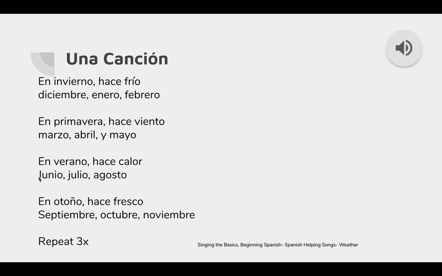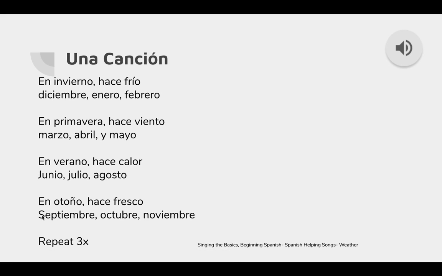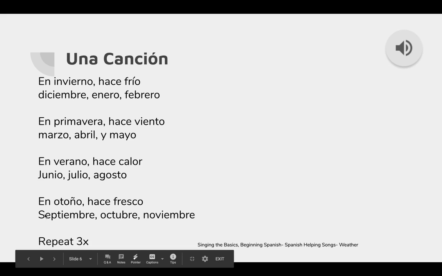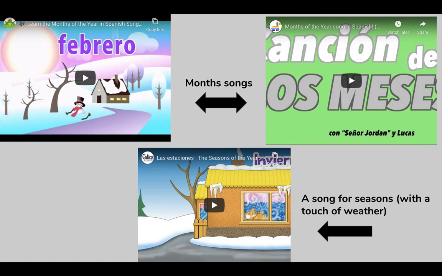I should point out that junio and septiembre should not be capitalized. I did not catch that auto formatting ahead of time. So remember, you do not capitalize the months of the year in Spanish. You do in English, not in Spanish. If you do go to the regular Google Slides, there are 3 more songs that can help you with the months and the seasons.